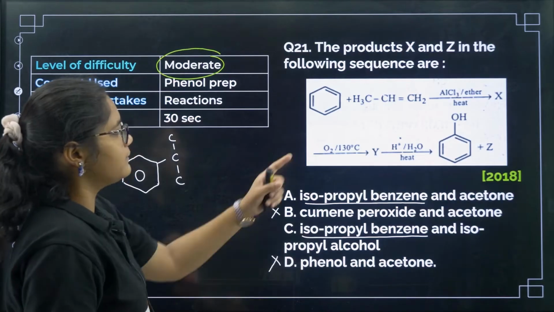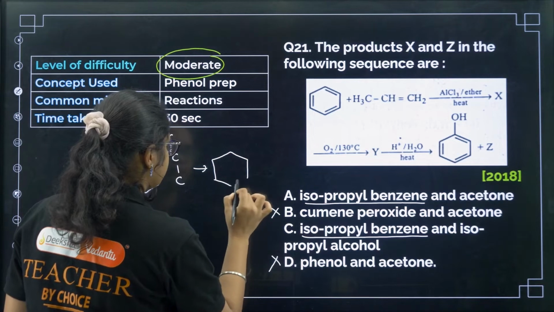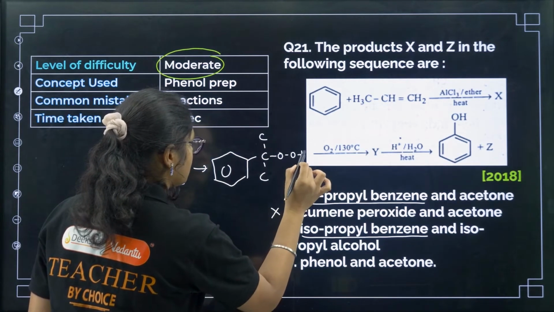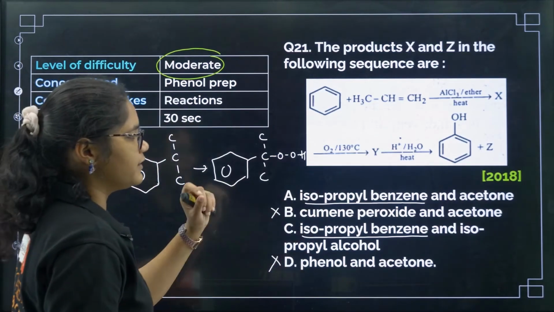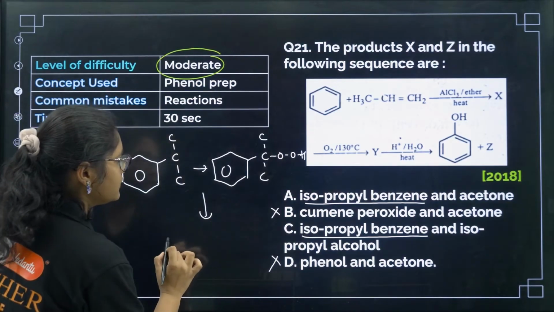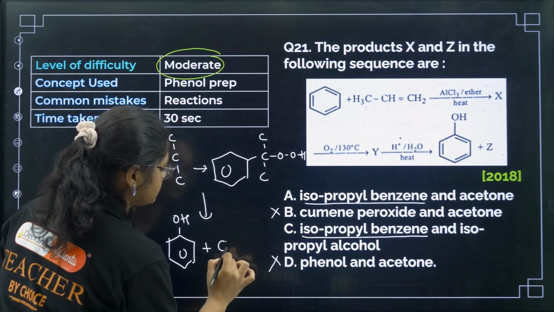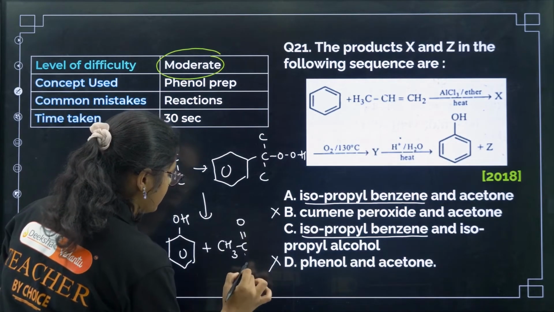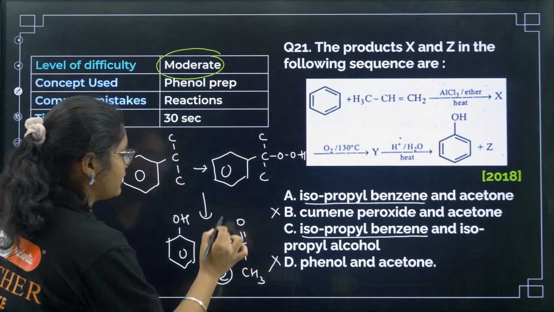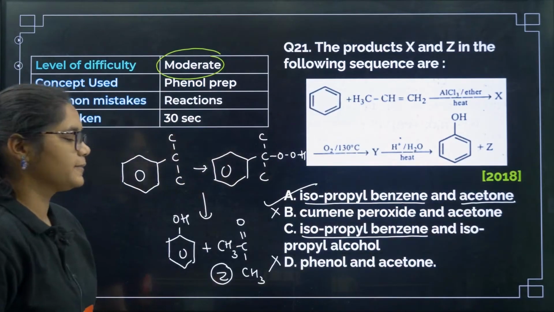Okay. Next, coming to if you add O2, so what will I get next? If I add O2, I will get this, which is my Y. Now once you add H plus and H2O, we'll get phenol and acetone, right? Phenol is already given to you, so this is your Z and this is your X. So Z is acetone. So option number A is the correct answer.